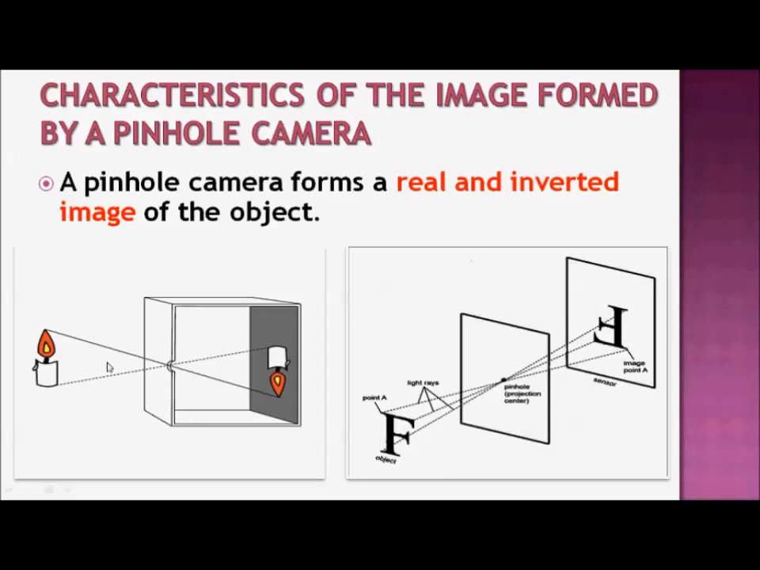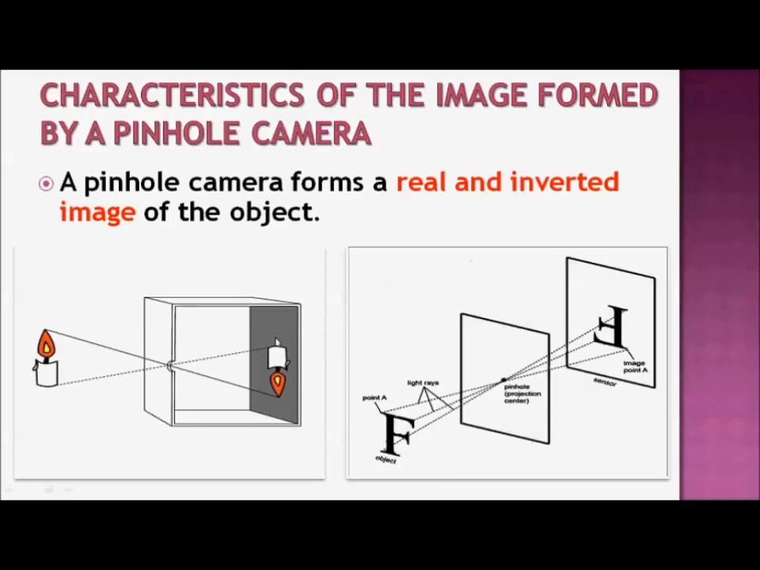Here, due to the intersection of light rays, that is, one ray from here and one ray from here, both rays intersect here. This is why the image is inverted. Clear? The upside down image of an object formed by a pinhole camera is called an inverted image. That is, an upside down image is known as an inverted image.